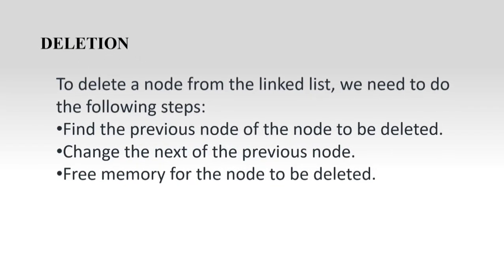Deletion. To delete a node from the linked list, we need to do the following steps. Find the previous node of the node to be deleted, change the next of the previous node, and free the memory for the node to be deleted. To understand these statements, let us see the programming and the visualization.